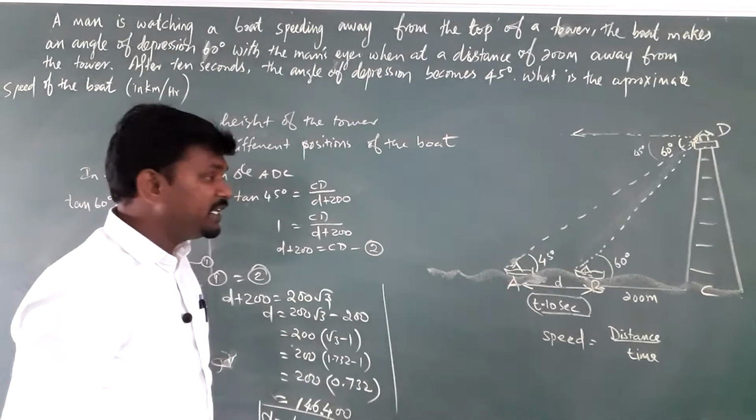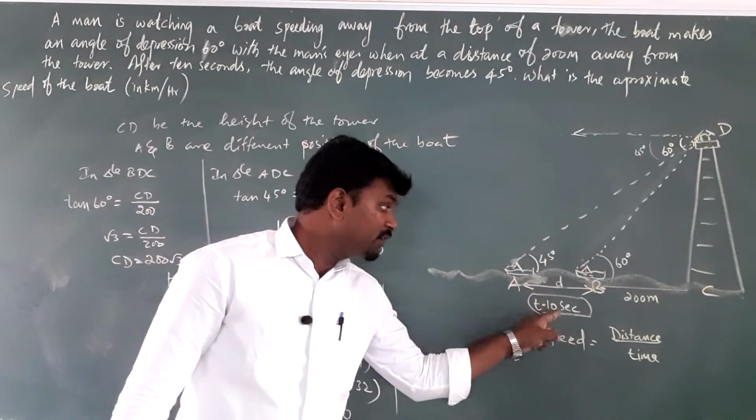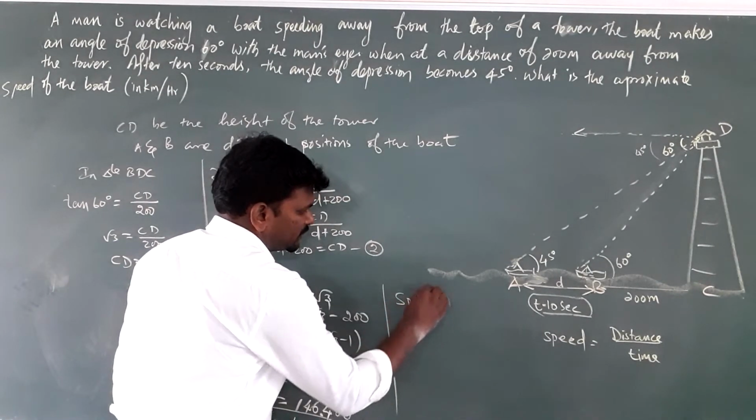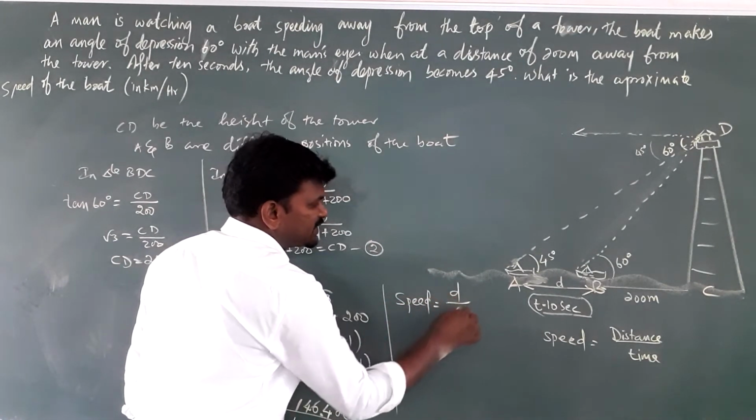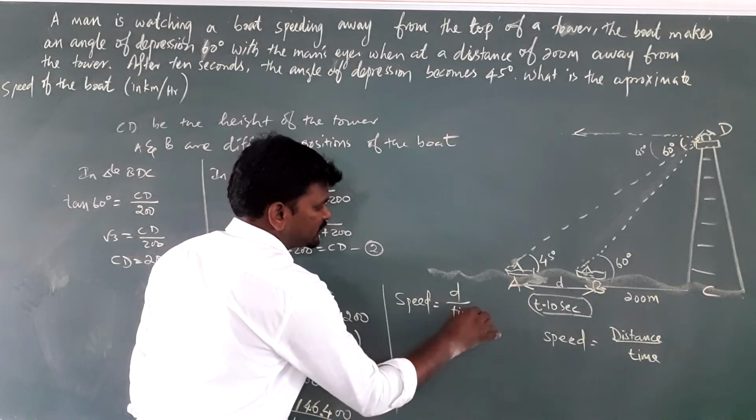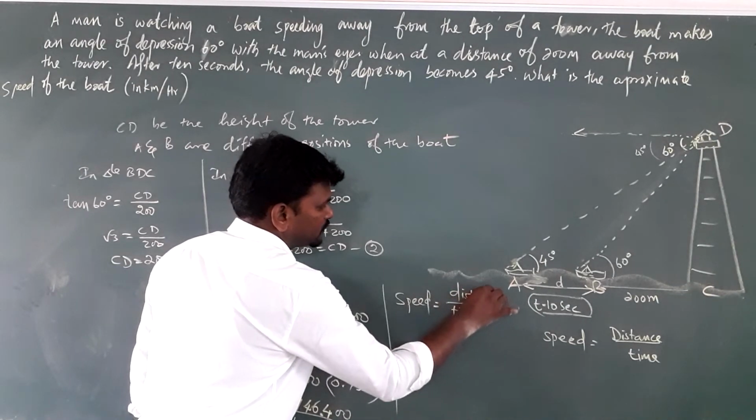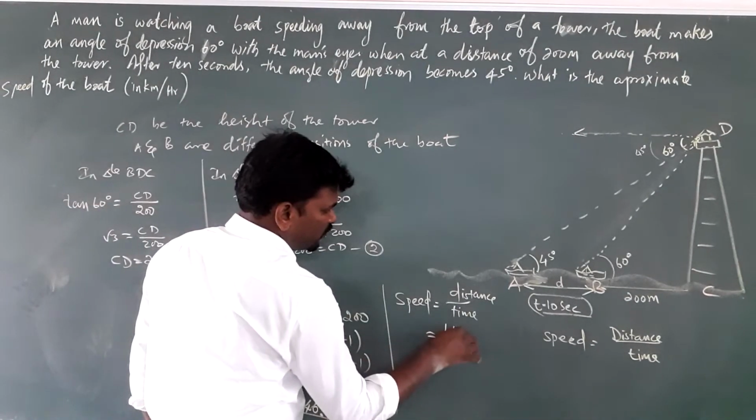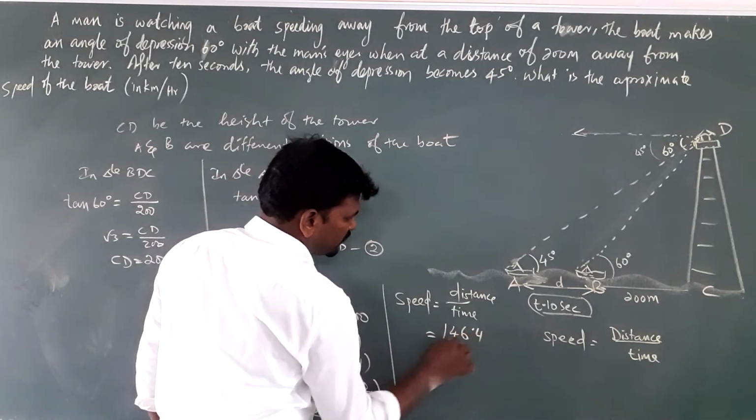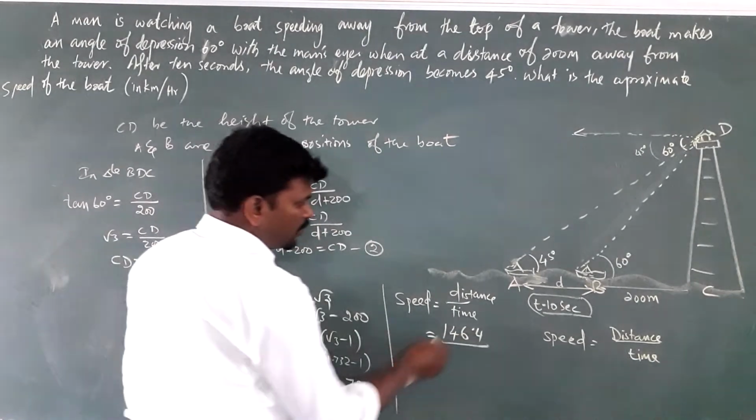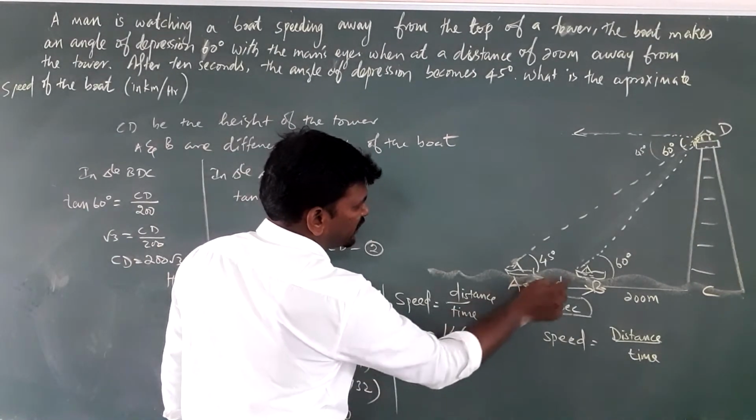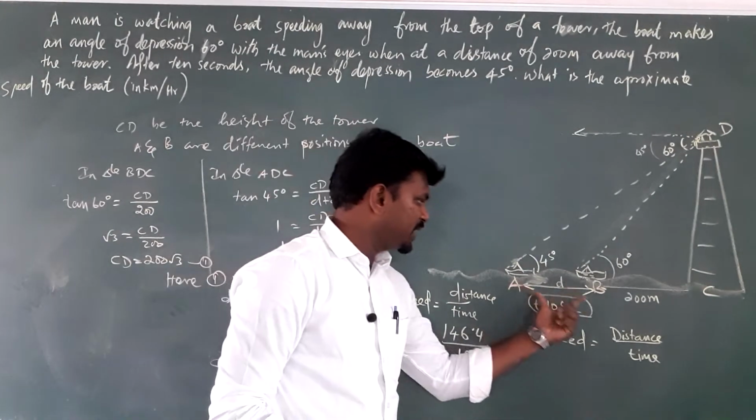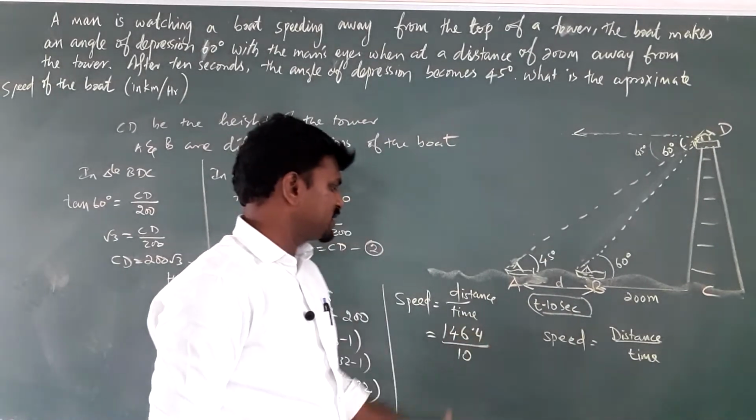But we have to find the speed. So now speed is equal to distance by time. So what is the distance? 146.4 divided by, what is the time? Time taken is 10 seconds. It already took 10 seconds to cover this particular distance.